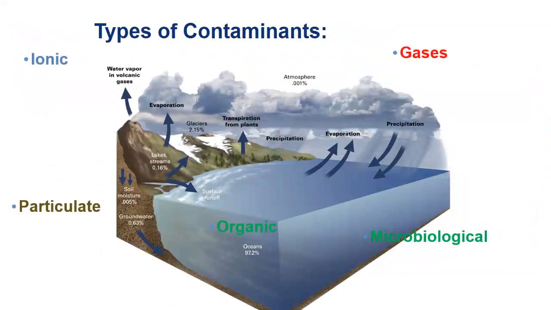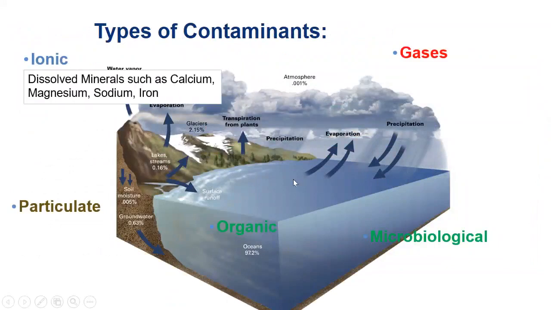So what are those types of contaminants again? Ionic. This is your dissolved minerals, such as calcium, magnesium, iron, any of your heavy metals, lead, copper, you name it. If it's in your water supply, it's because of that acid rain dissolving these minerals into it. And this is your charged stuff. This is what makes up total dissolved solids.